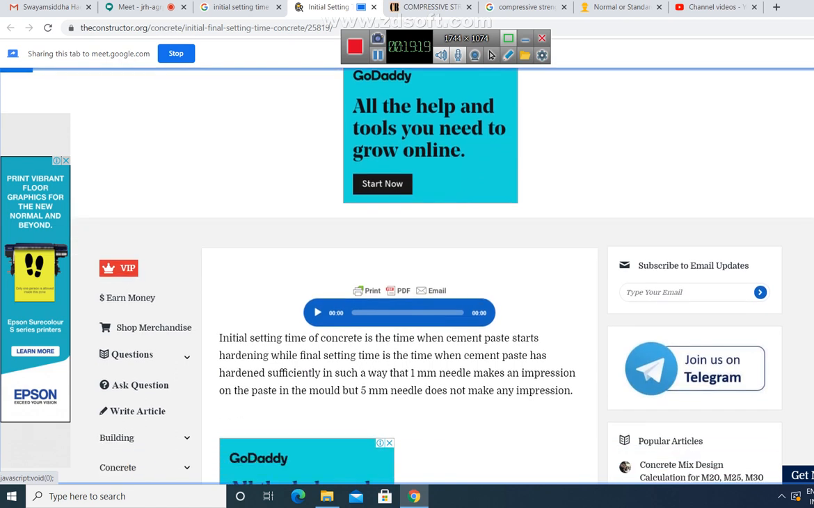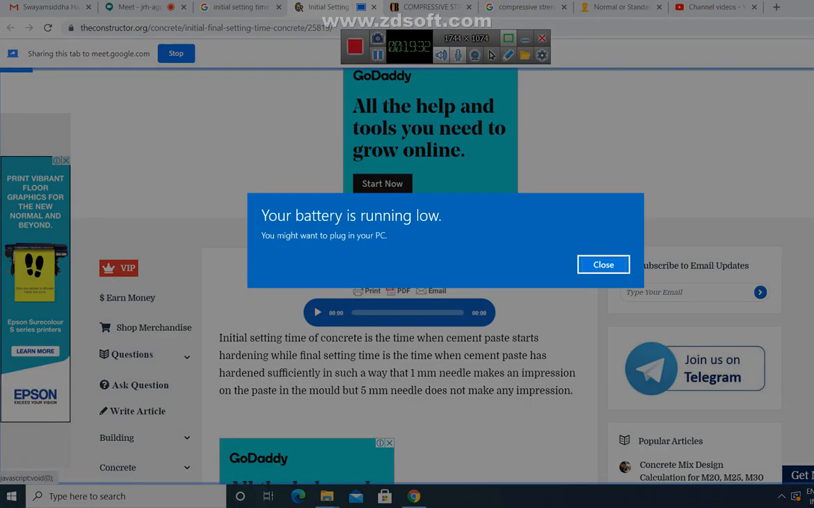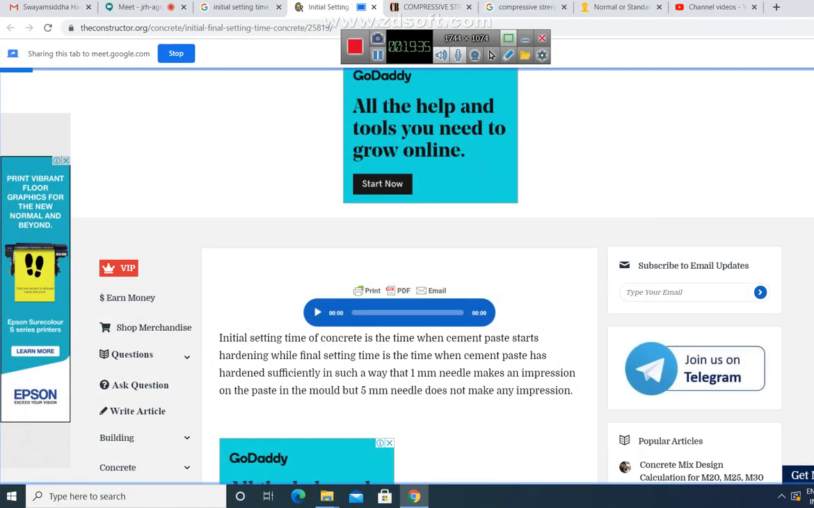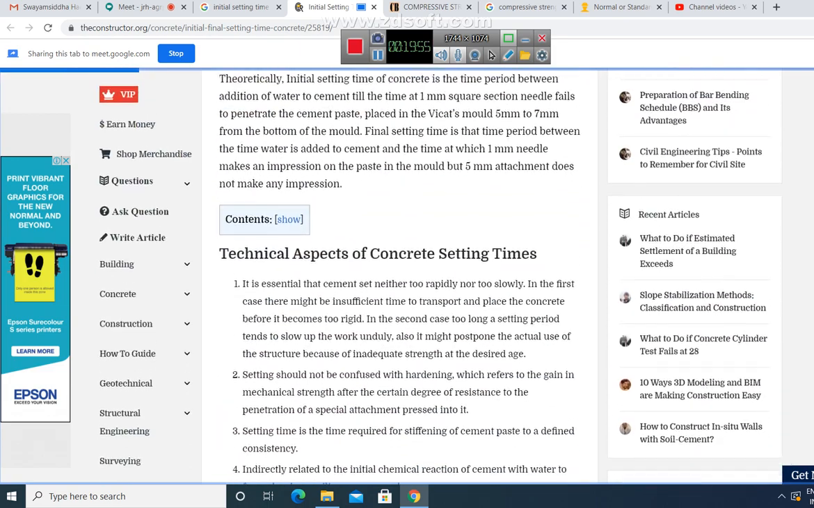Initial setting time of cement is the time when the cement paste starts hardening. Okay, what is the time at which the cement paste starts to harden? You call that time as the initial setting time. And there is one more setting time that is known as the final setting time. The final setting time is the time at which the cement paste has hardened sufficiently in such a way that a 1 millimeter needle will make an impression on the paste in the mold, but a 5 millimeter needle does not make any impression.